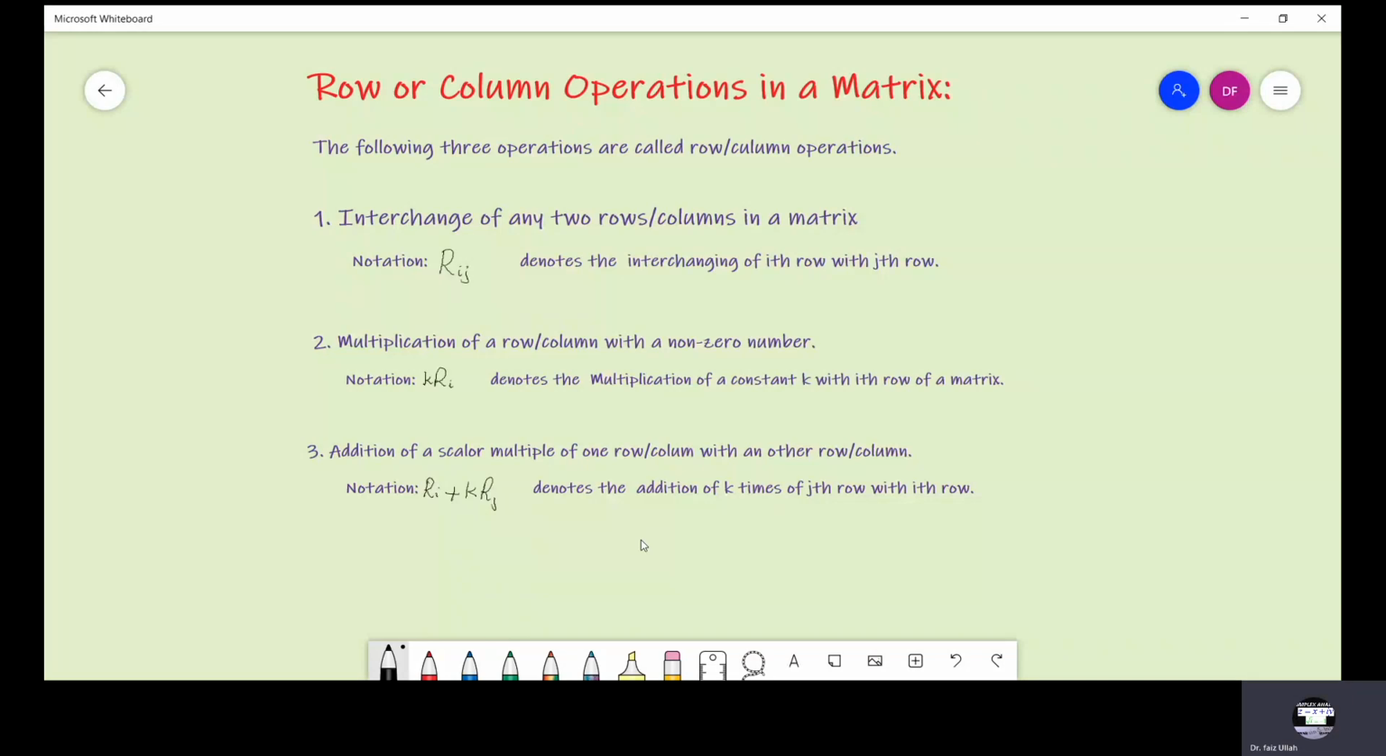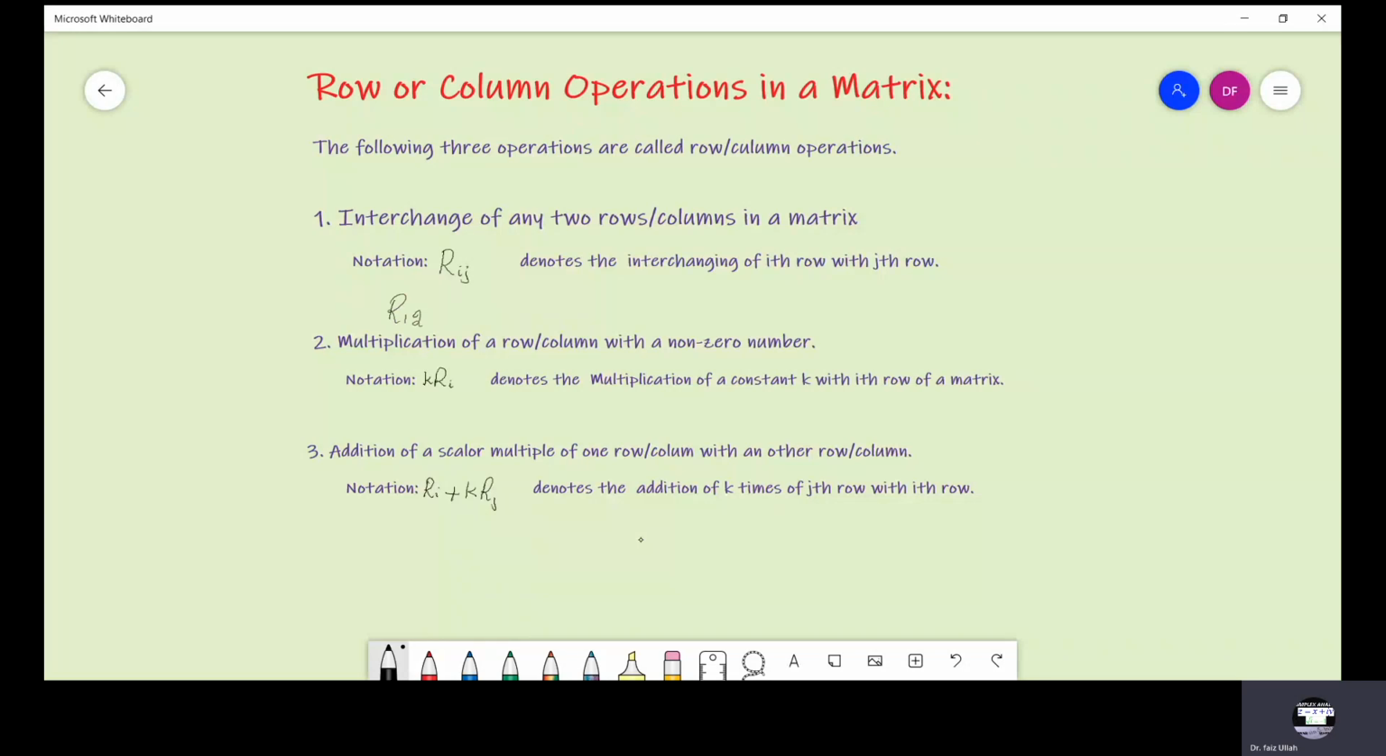Rij denotes the interchanging of ith and jth row. So this is the notation. Let me write R12. So R12 means interchanging of first and second row.